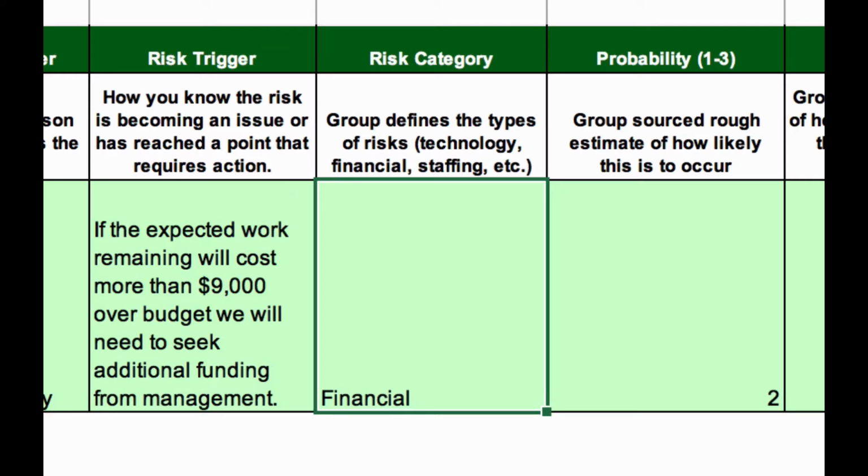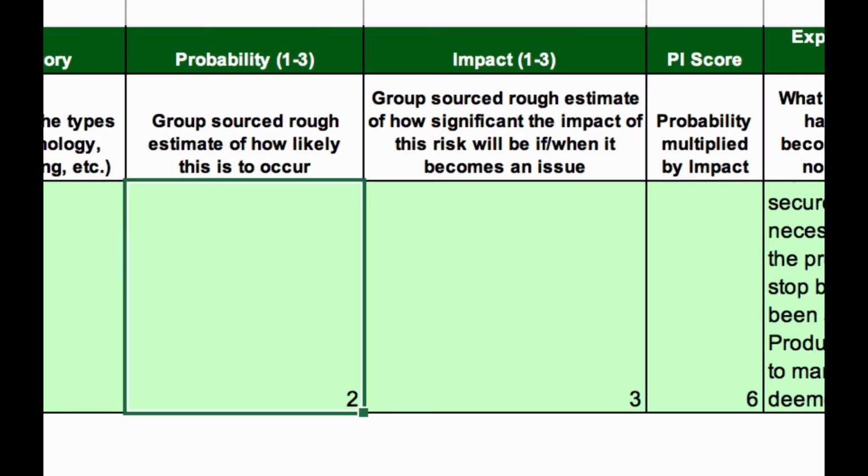Here we're categorizing this as a financial risk. Now the next two columns, we've got one for probability and one for impact. And I usually use a scale of 1, 2, 3, or kind of high, medium, low. You can do this however you want, any kind of scale that you want. It's just a simple way of trying to score the thing.